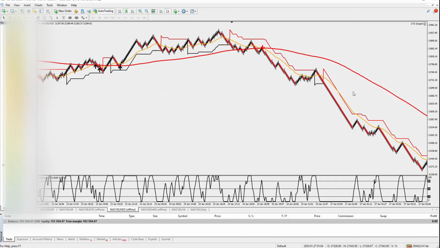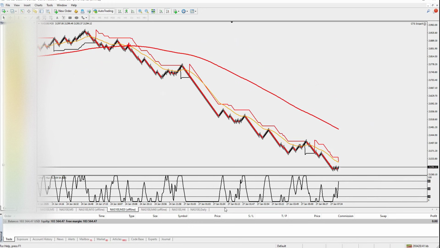I'm not sure about US 30. I have to look into that. Also works very well on gold, right? I had this on gold and I had the gold charts open here and I was monitoring how it worked.